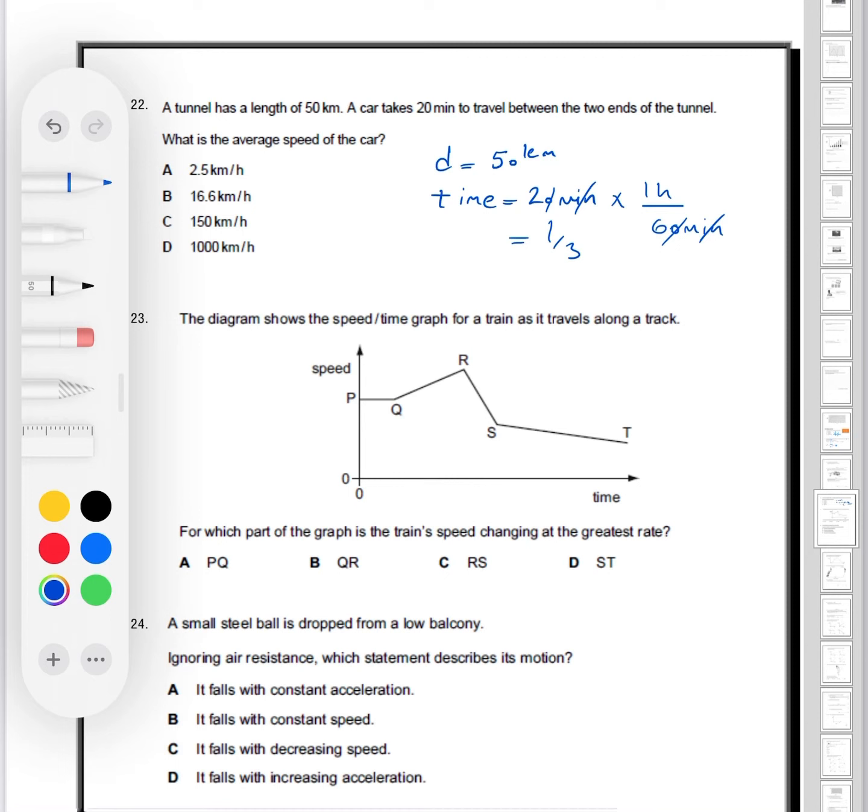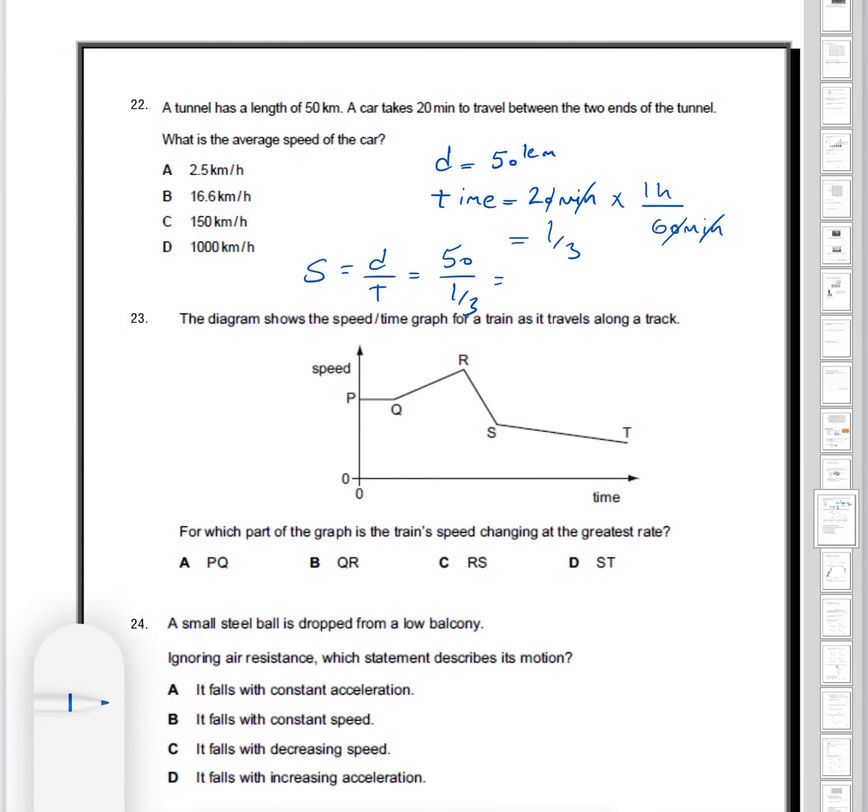Thus, in order to calculate the average speed, you just have to divide the distance by time. So 50 over 1 over 3. Now, if you do far, far, near, near on this one, basically simple math, or you can just put it in the calculator, 50 is basically being divided by 1, and now you got 1 over 3 on the bottom. So far, far, near, near, that gives you 150 kilometers per hour. The answer is C.